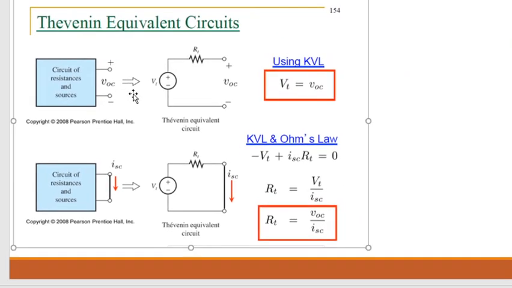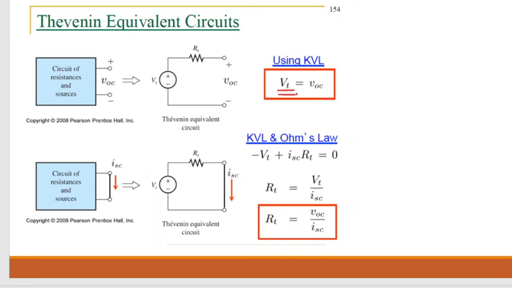Thevenin equivalent circuit. As I told you, how can we calculate the Thevenin equivalent circuit? One thing to calculate is VT, that would be equal to V open circuit. And another thing to calculate is RT. For RT, we have one formula: the open circuit voltage divided by the short circuit current.